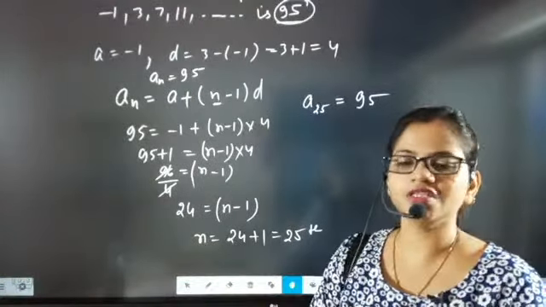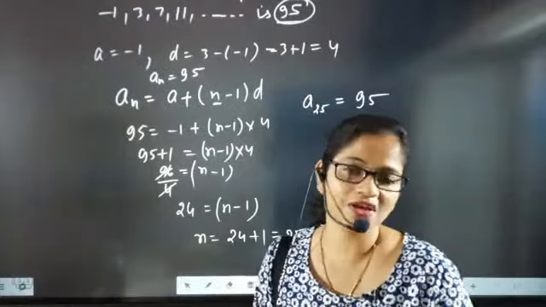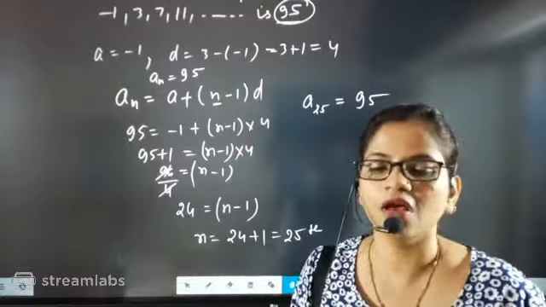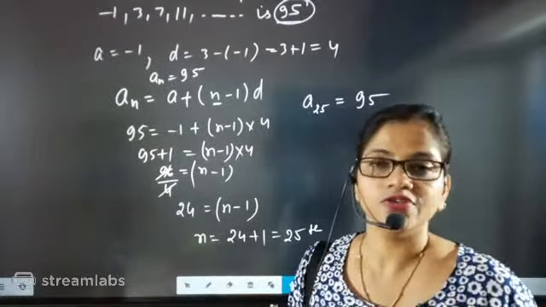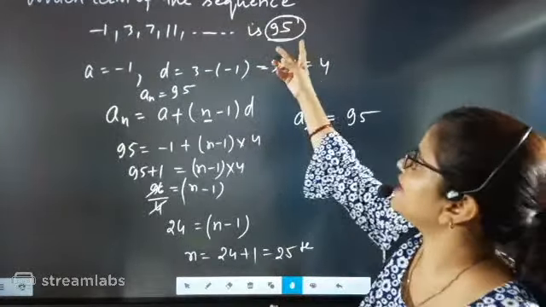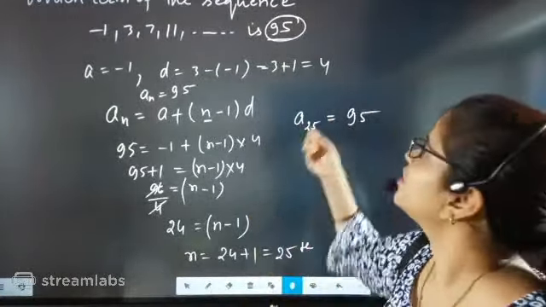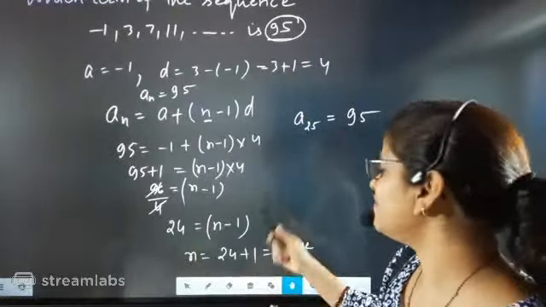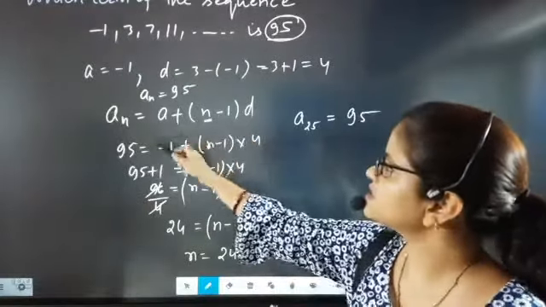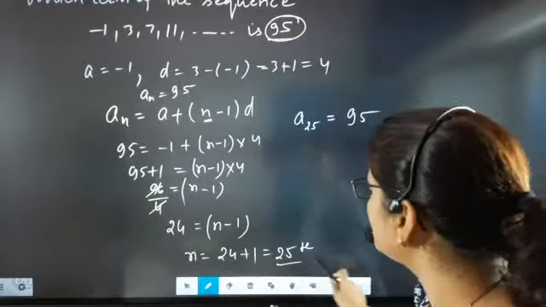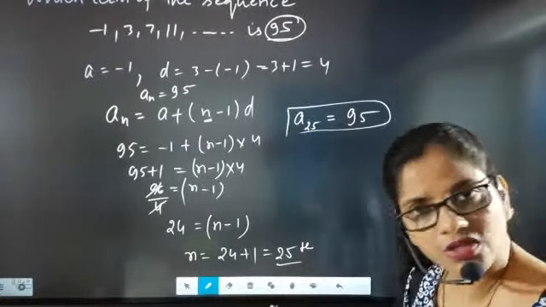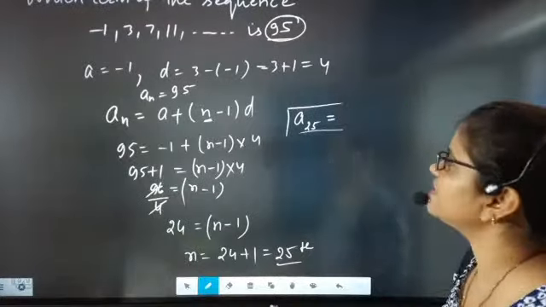Because beta, until and unless we see that we have done our work correct, how can we trust ourselves? Because at the time of solving math, sometimes we make mistakes. So what we have done first: in the question pattern, they told that a term value is given as 95. You have to tell which term it is. Whenever they ask for a specific term, that means they are asking n. So an is equal to 95, and with the help of that we got the 25th term, and the 25th term value is 95 according to the question. But are we trusting that the 95 answer is correct?